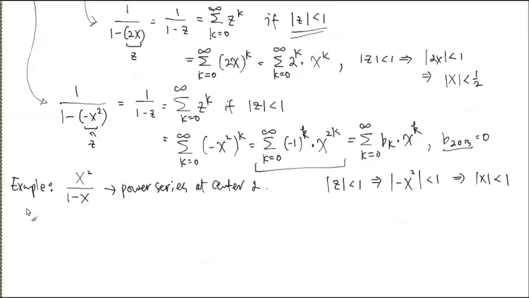If it is a center 2, what is the term that we're expecting? We're looking for something like this: b_k times (x minus 2) raised to the kth power. Isn't that the definition of a power series of center 2, right? So we want to turn this one into that. And we're using this geometric series. Remember, 1 over 1 minus x really came from the geometric series.